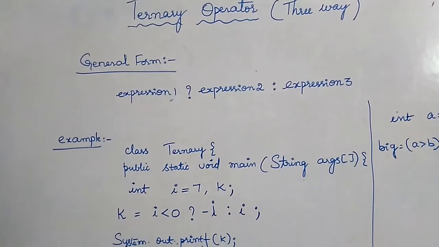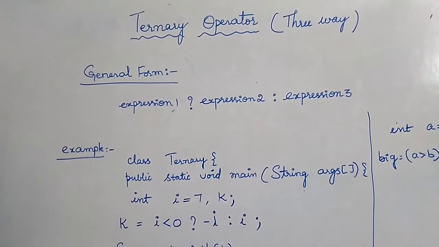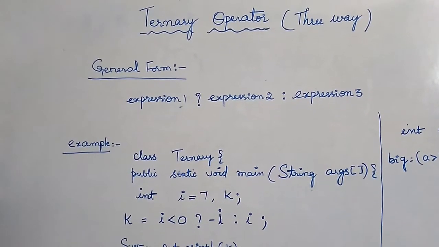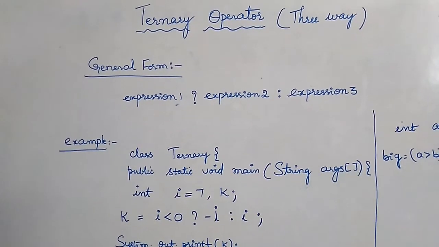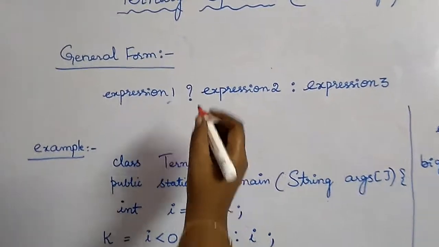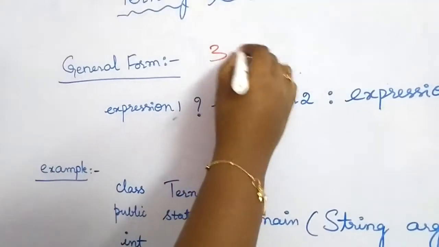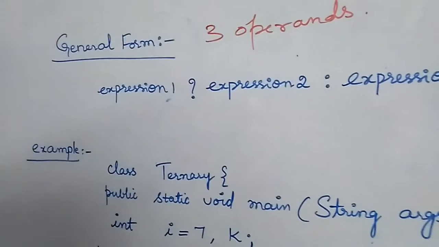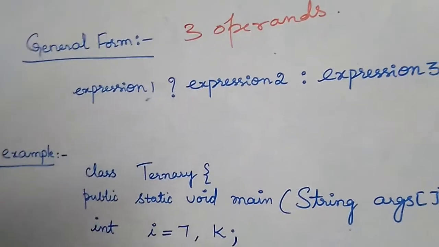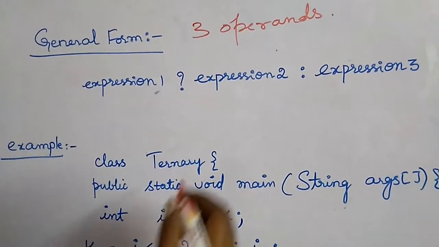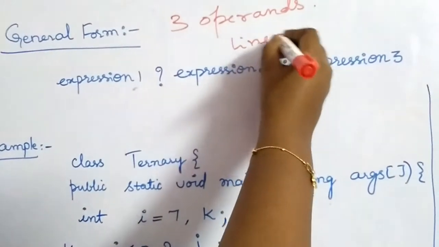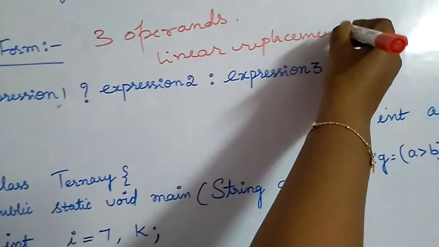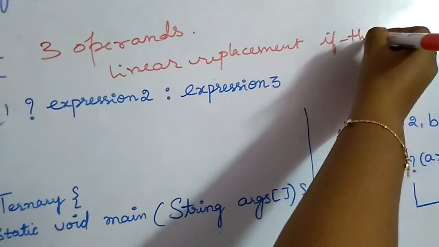Hello friends, welcome back. Today we will see the ternary operator. The ternary operator is the only operator which will take 3 operands. This is the conditional operator which takes 3 operands, and the ternary operator is a linear replacement of the if then else ladder.